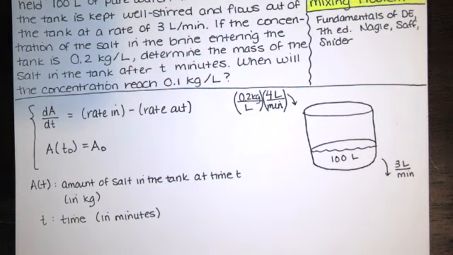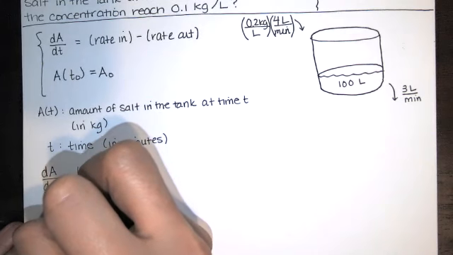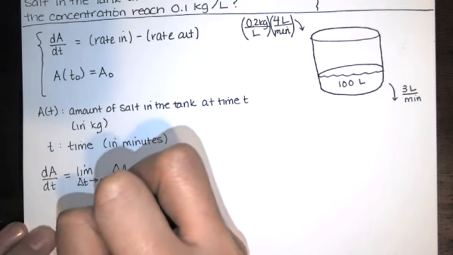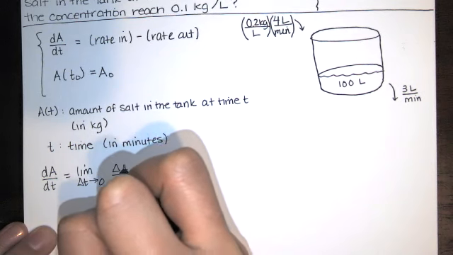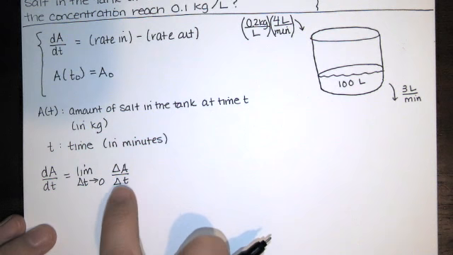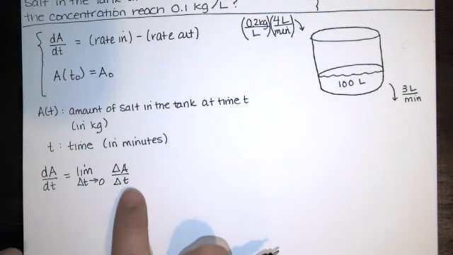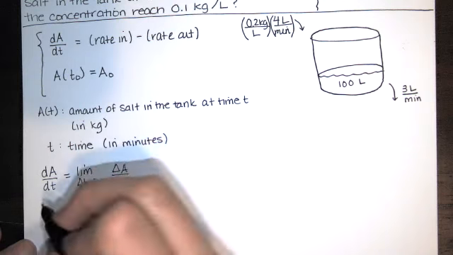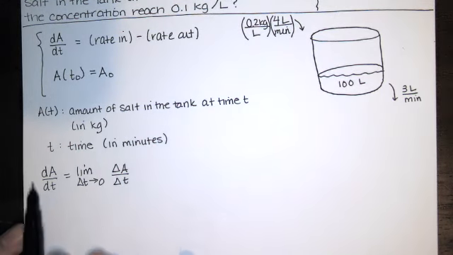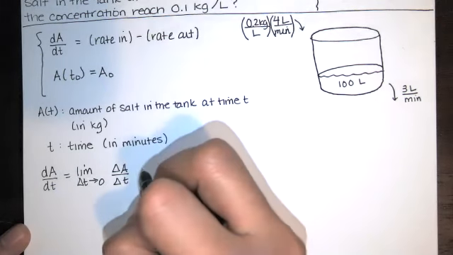And if A is measured in kilograms and time is measured in minutes, dA/dt, remember how that's defined from Calculus 1, that's the limit as delta t approaches 0 of change in A over change in t. So that's a change in the amount of salt in the tank per change in time. So since this is in kilograms and this is in minutes, this is going to be in kilograms per minute.